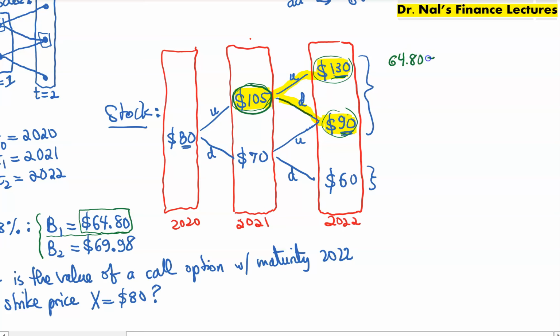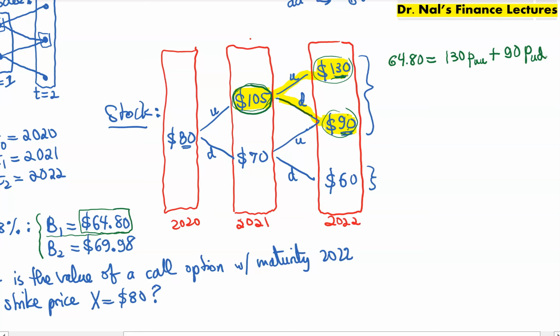So 64.80 is equal to, we need to get 130 state contingent claims, which will end up at up. Let's just call it PUU. How many of them? 130 of them. Let me write the number first: 130 PUU plus 90 PUD. Do you guys see that?